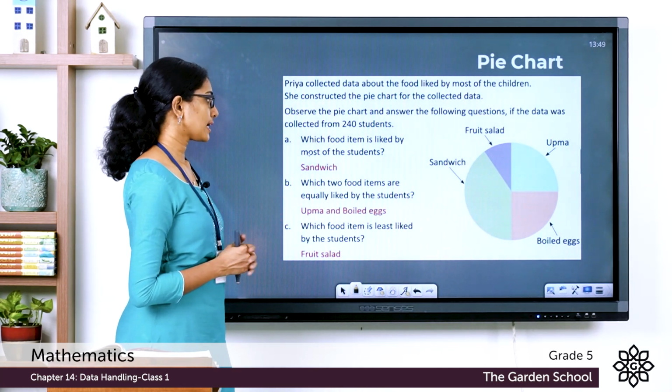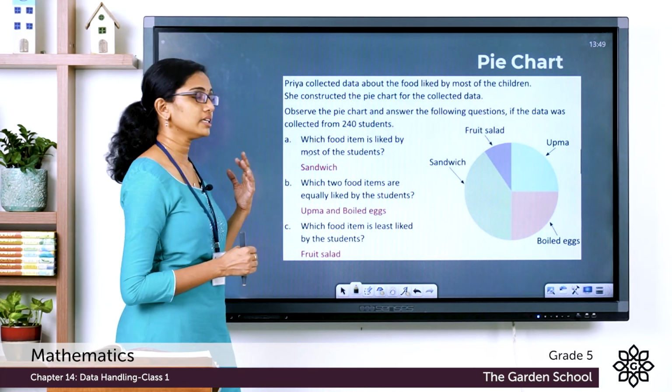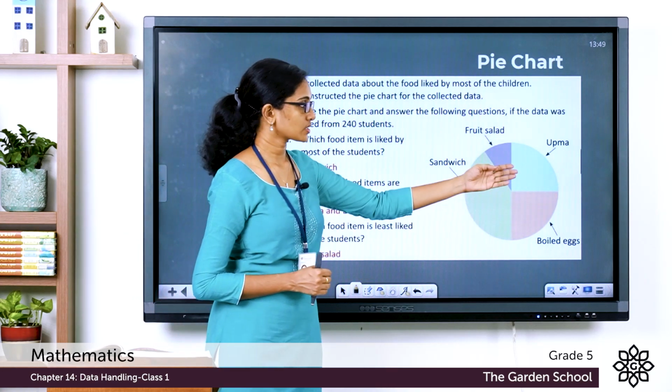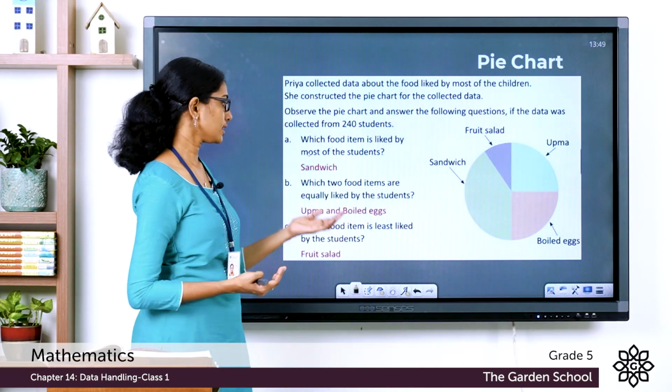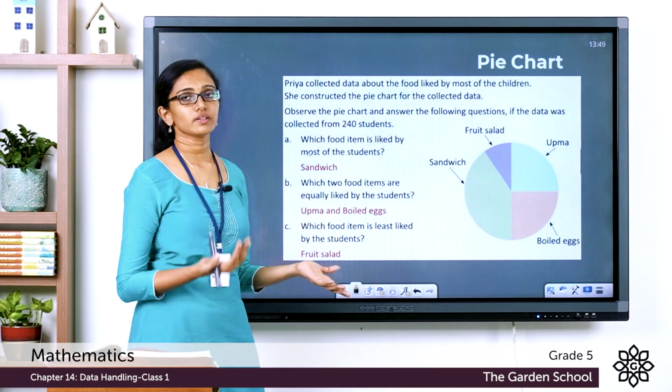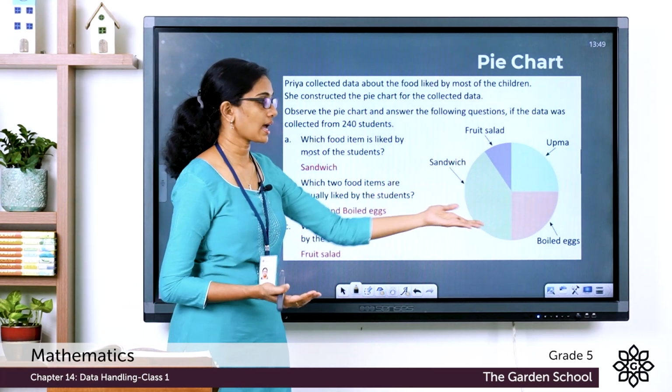Now which food items are equally liked by the students? You see the sectors for upma and boiled eggs have the same size. So it is clear that the food items which are equally liked by students are upma and boiled eggs.